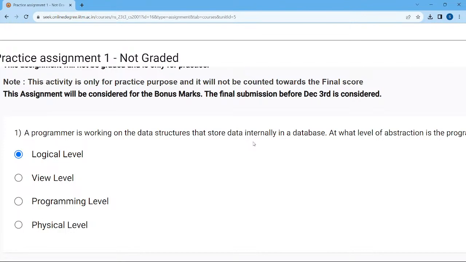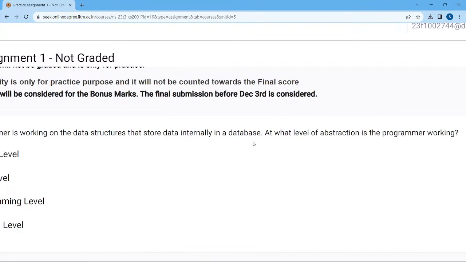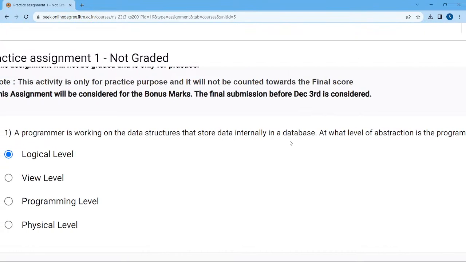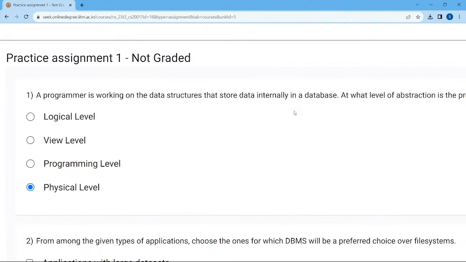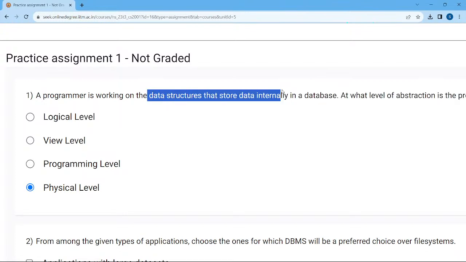Let's start. A programmer is working on a data structure that stores data internally in a database. At what level of abstraction is the programmer working? He's working at the physical level, because he is working on the data that is stored internally in a database, that is, how and where the data is stored.